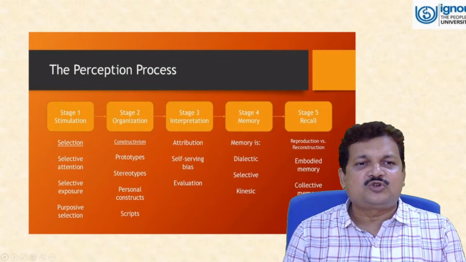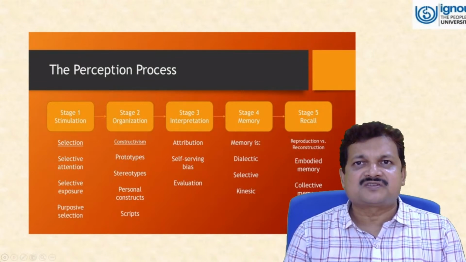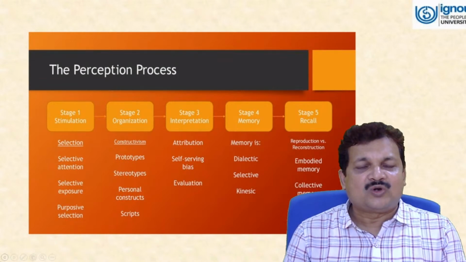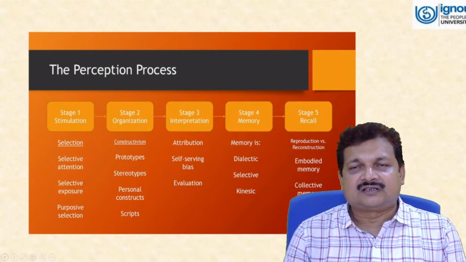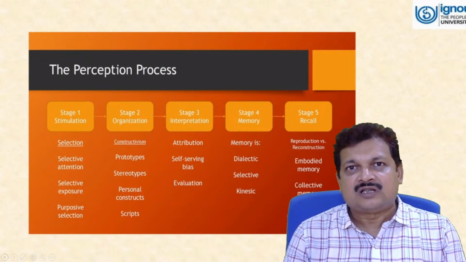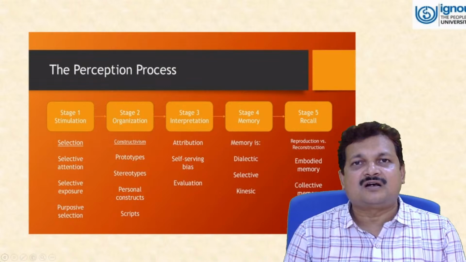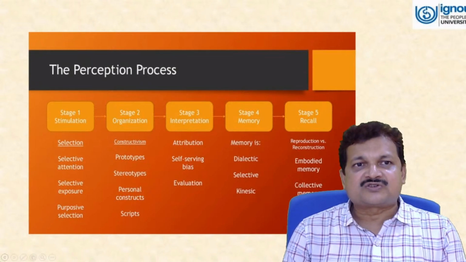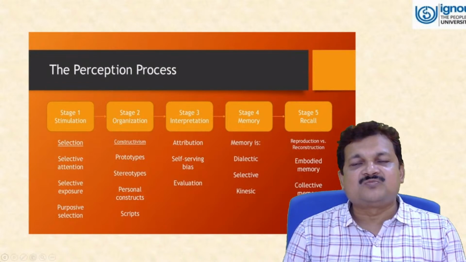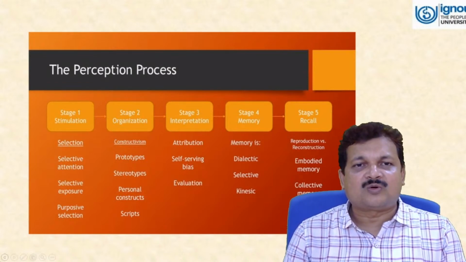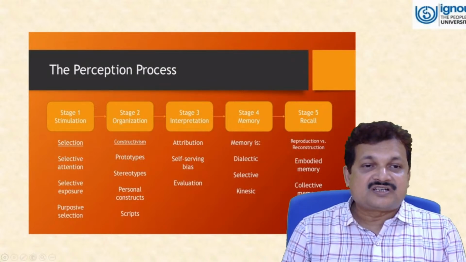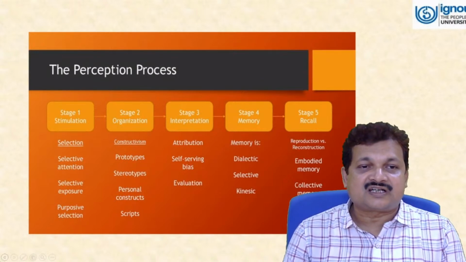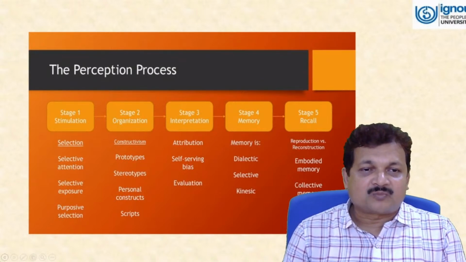When we talk about stimulation, it means that when the stimuli come, they try to affect our sensory organs, so it is trying to stimulate if it is possible. If it is unable to give some sensation, then we can't say that any sensation is there. So stimulation is the process by which the stimuli are able to affect the different organs. It starts with selective attention, then selective exposure, then purposive selection.